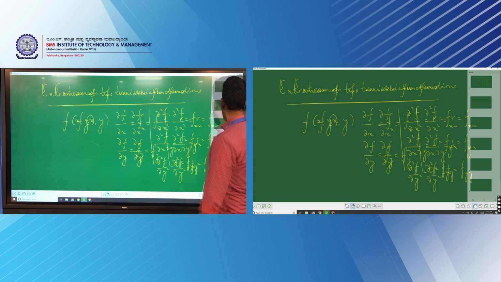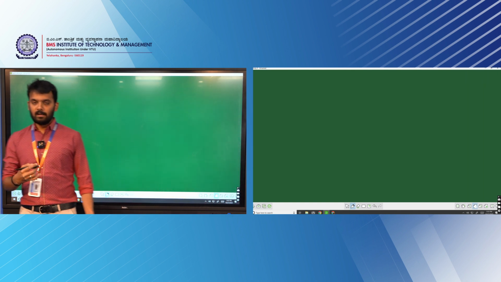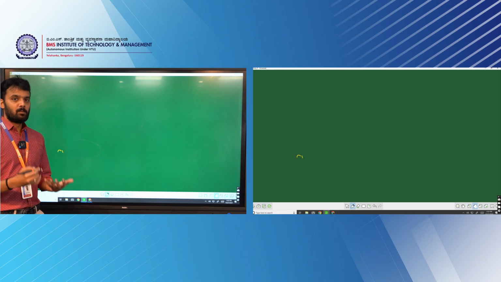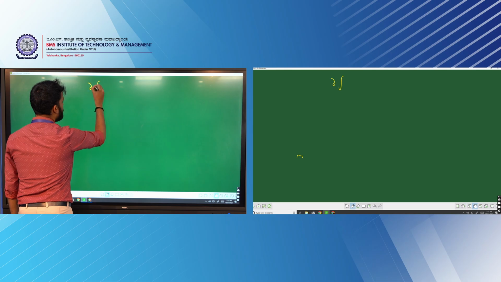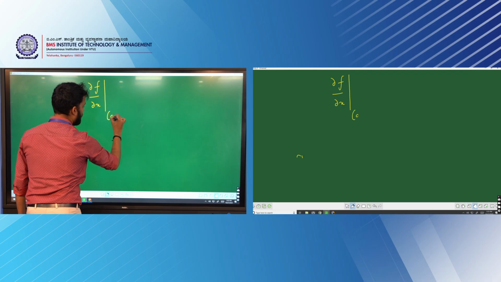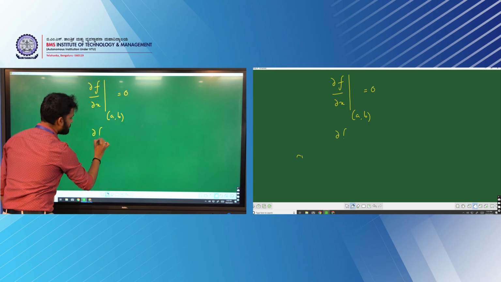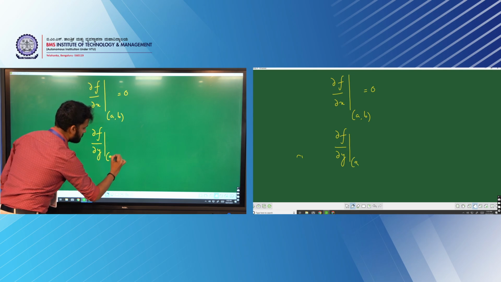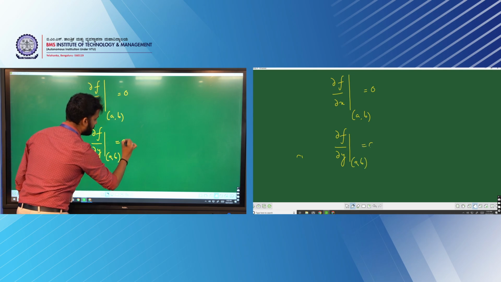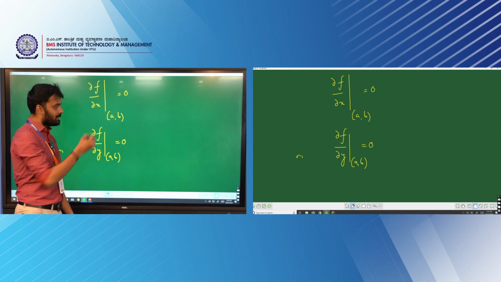These are the partial derivatives that we need, and these are the simple notations that we are going to use. Looking at the procedure, the necessary condition for a function to have a maximum or minimum at a given point is that the partial derivative of the function with respect to x at the point a comma b should be equal to 0. Also, the derivative of the function with respect to the other variable y at the same point a comma b should also be equal to 0. These are the necessary conditions to be satisfied by the given function to have an extremum value at the point a comma b.